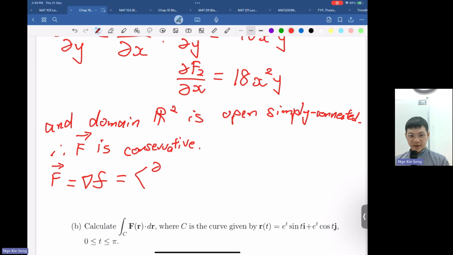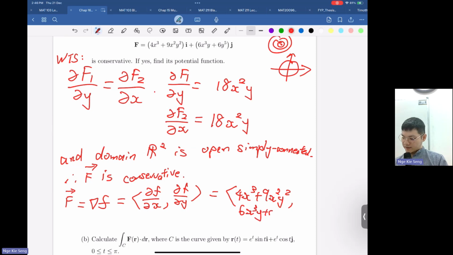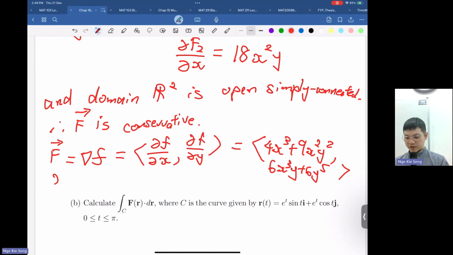That is the vector del f over del x, comma, del f over del y. I want to find this function f here, but we know what del f over del x and del f over del y are. This is given, this is just F. So if we differentiate the little f, the potential function, with respect to x, we know that it is 4x cubed plus 9x squared y squared, comma, del f over del y is 6x cubed y plus 6y. We have two partial equations here.